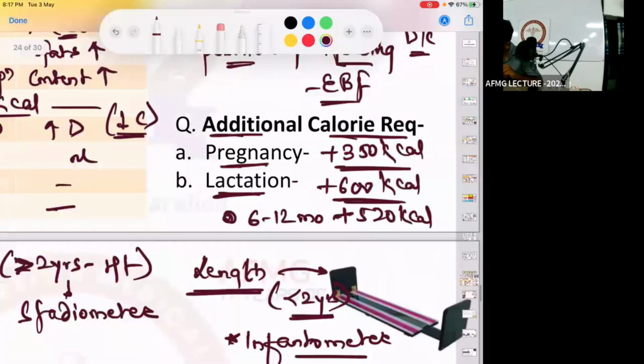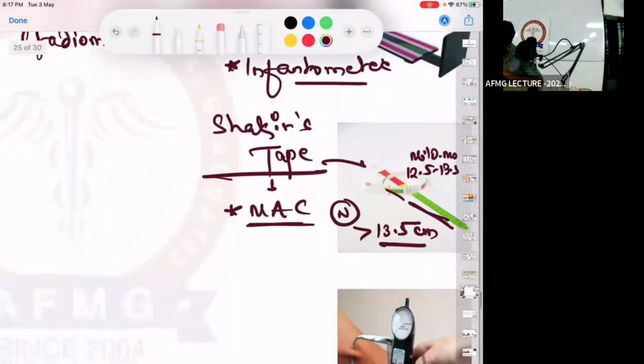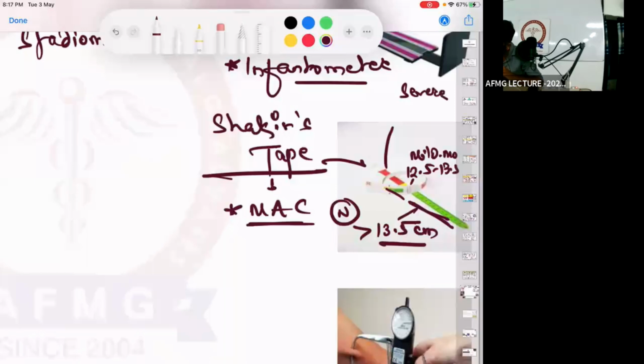No issues with this. Remember. And last, the red zone indicates severe malnutrition, less than 12.5 centimeters. No issues with this. Quickly: green zone more than, yellow zone between.